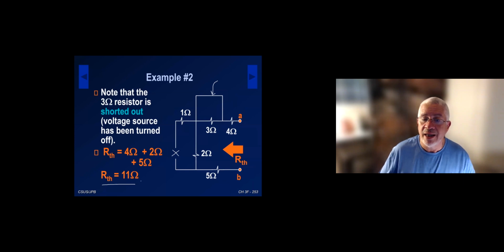Let me say again here, the 1 ohm, because of that open circuit created by the current source that was there, is forced to have no current on it because there is no place for the current to go. So the 1 ohm is just hanging.